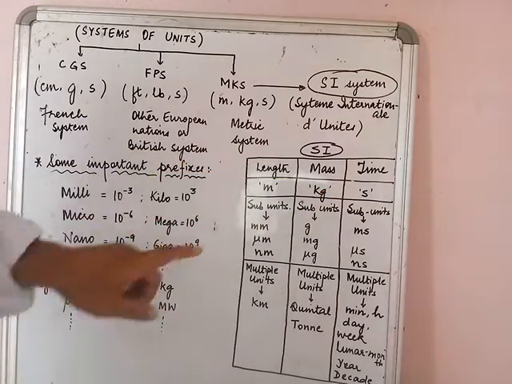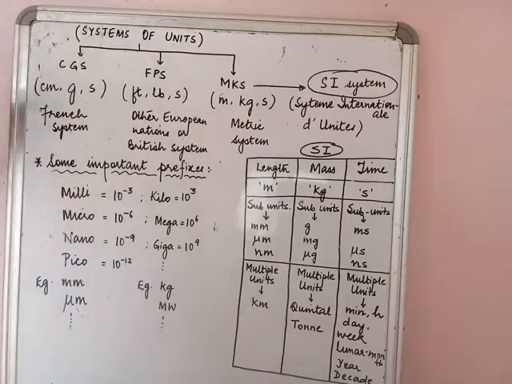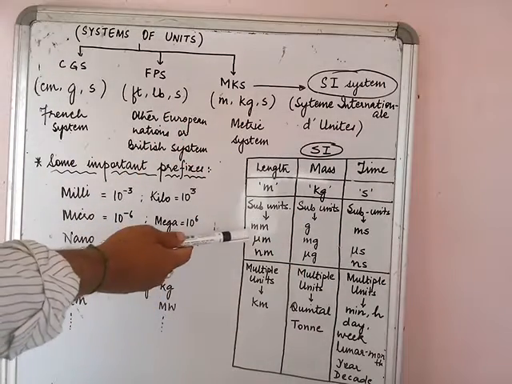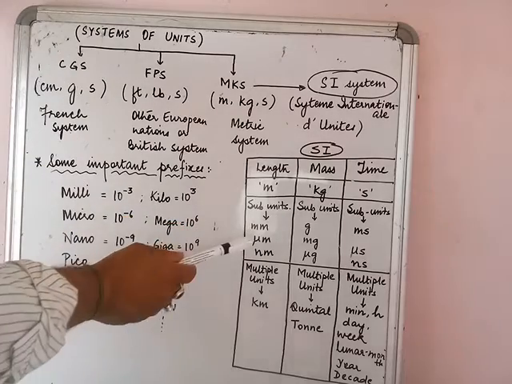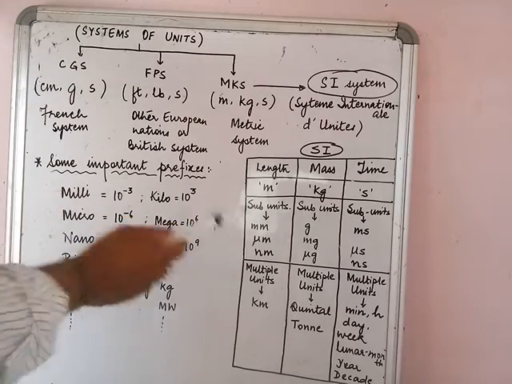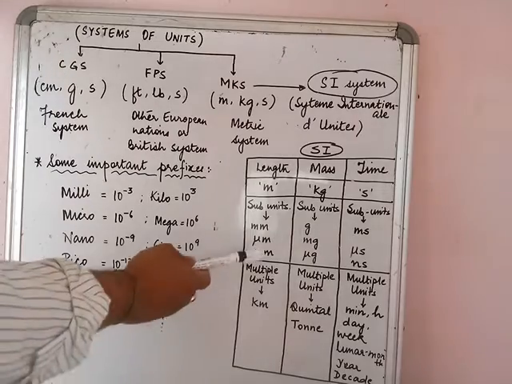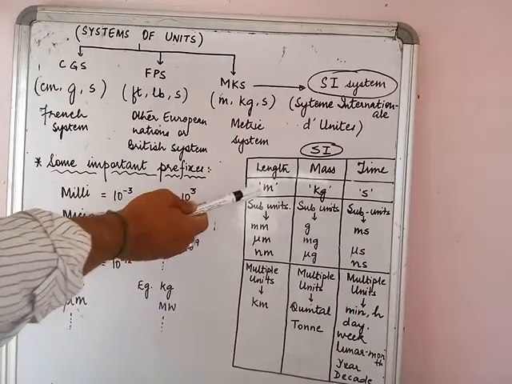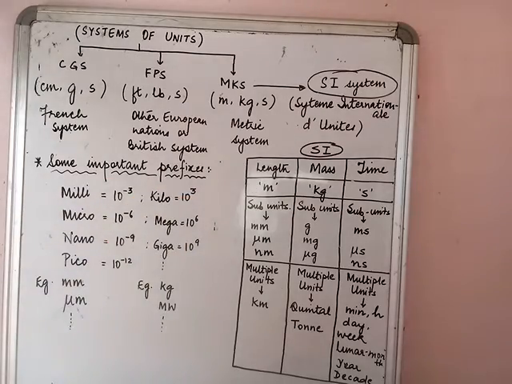Now coming to the subunits in all three categories, subunits are the smaller units. You must have obviously seen millimeters, micrometers, nanometers. Similarly, the multiple units, or the greater version of meter, would be kilometer, which is a very commonly used unit.